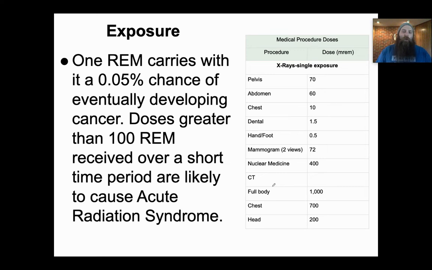Now, just to give you some examples of when you might get a REM exposure, these are in millirems, so a 1,000th of a rem. If you get an x-ray on your chest, you get about 10 millirems. So if I have a 10 millirem exposure, and I know that 1,000 millirems is equal to 1 rem, well, then that would be 10 divided by 1,000.